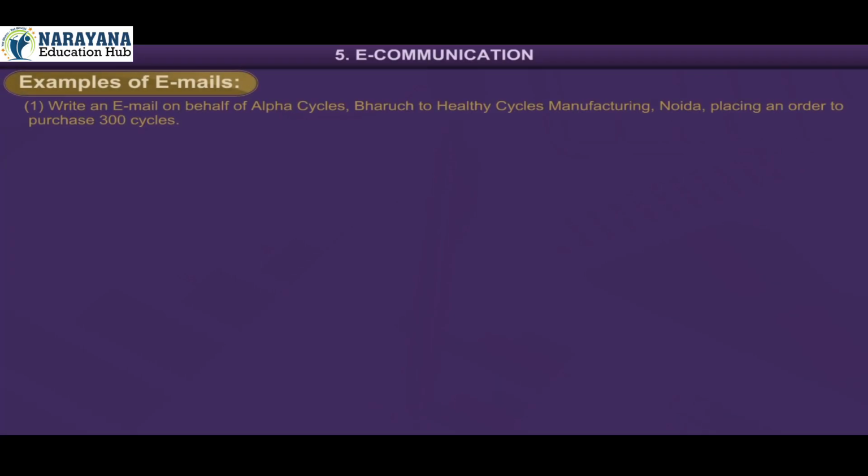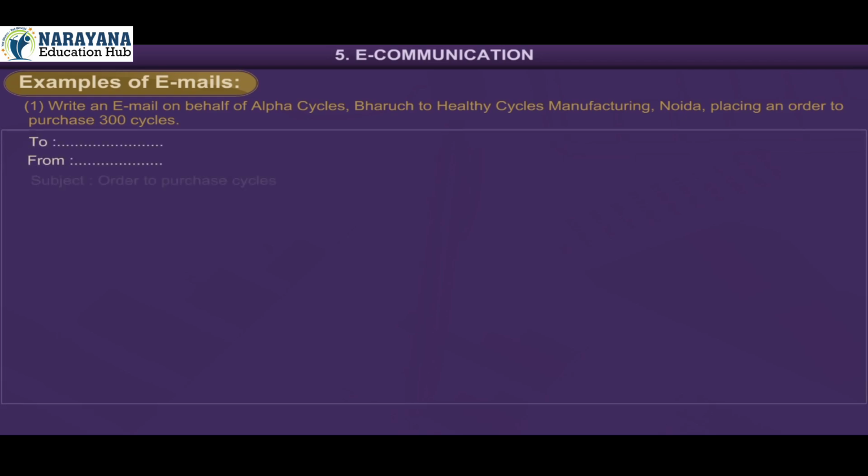Examples of emails. Number 1. Write an email on behalf of Alpha Cycles, Bharuch to Healthy Cycles Manufacturing, Noida, placing an order to purchase 300 cycles. Subject: Order to purchase cycles.